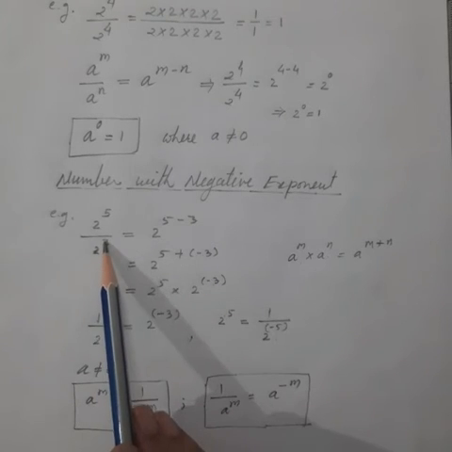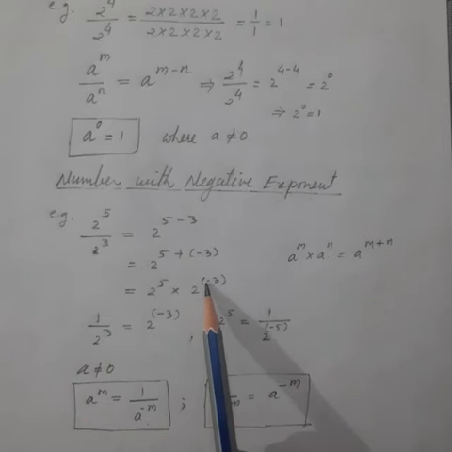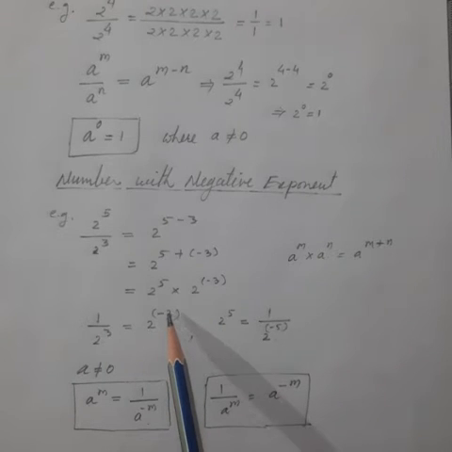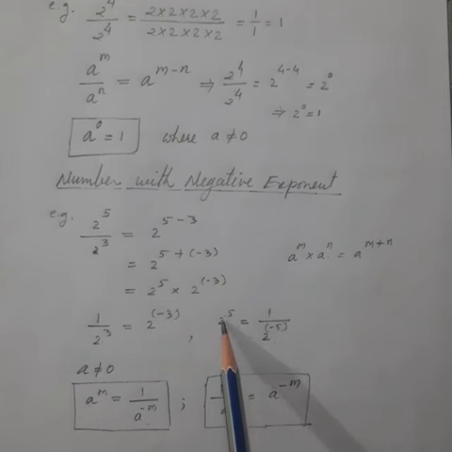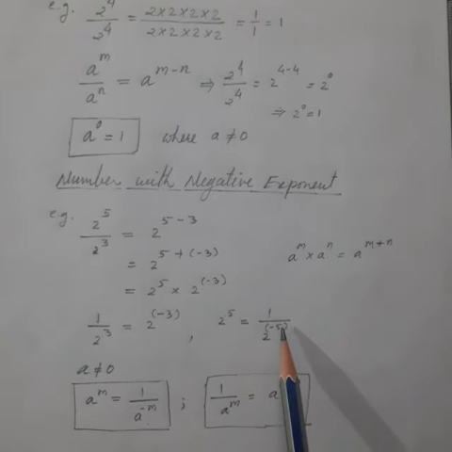When 2 cube from the denominator is taken in the numerator, its power becomes minus. In the same way, if 2 raised to the power 5 from the numerator is taken in the denominator, its power becomes minus. So here we get the rule. A to the power m, when it is taken in the denominator, its power becomes minus. And if the number a to the power m from the denominator is taken in the numerator, its power becomes minus. Here a is a non-zero integer.